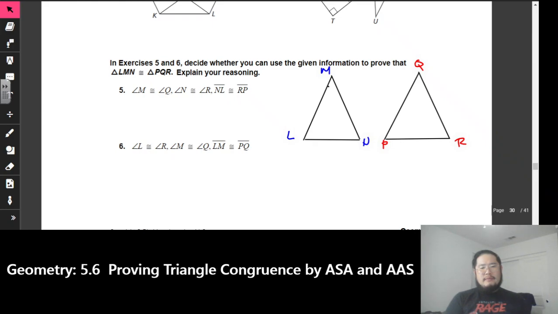All right, so let's see what information they give us here. They give us angle M congruent to angle Q, angle N congruent to angle R, and then it says NL, which is right here, is congruent to RP. Looks like we can say that they are congruent, and that is angle, angle, non-included side. We're going to put angle, angle, side right there for number 5.